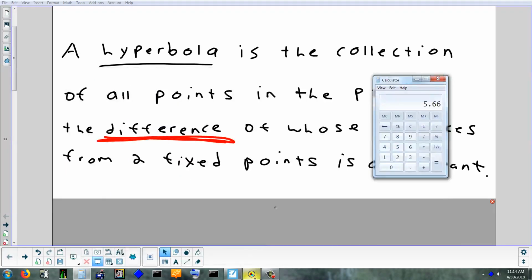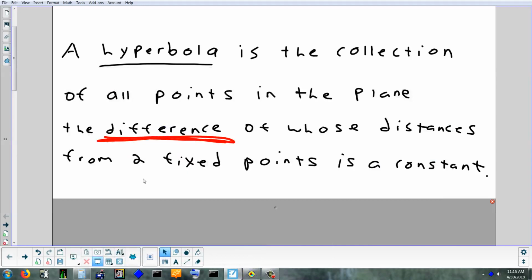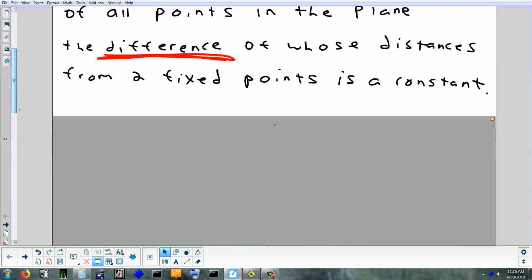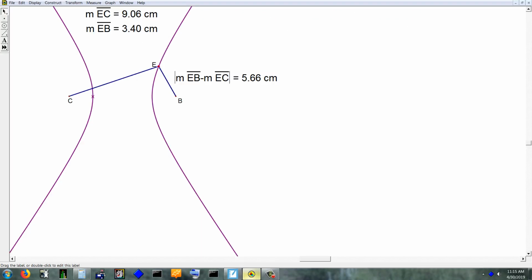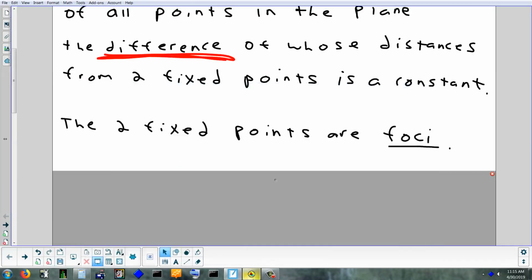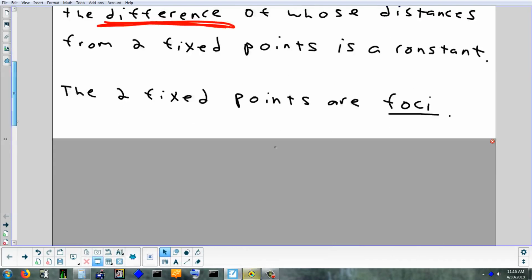Okay. Now, yesterday, these two fixed points had a special name. Does anybody remember what we called the two fixed points yesterday in an ellipse? Jake? The foci, yes. They're exactly the same name today. So in my picture, C and B are the foci. If I was labeling a diagram, I'd probably just call them F1, F2. Foci 1, foci 2.